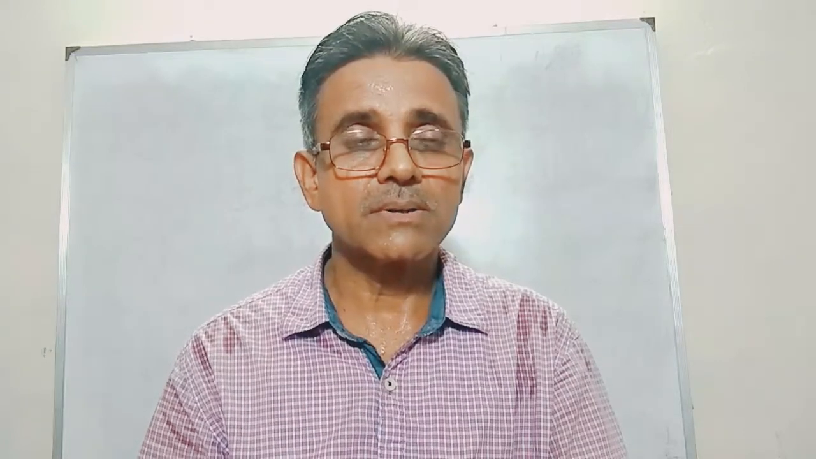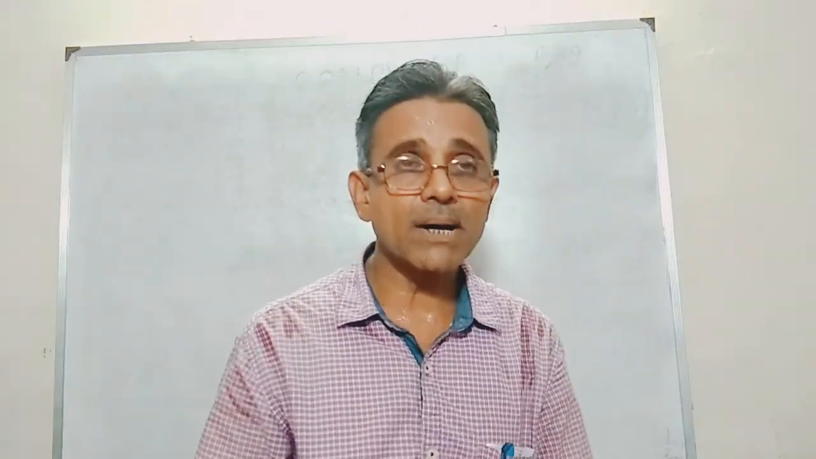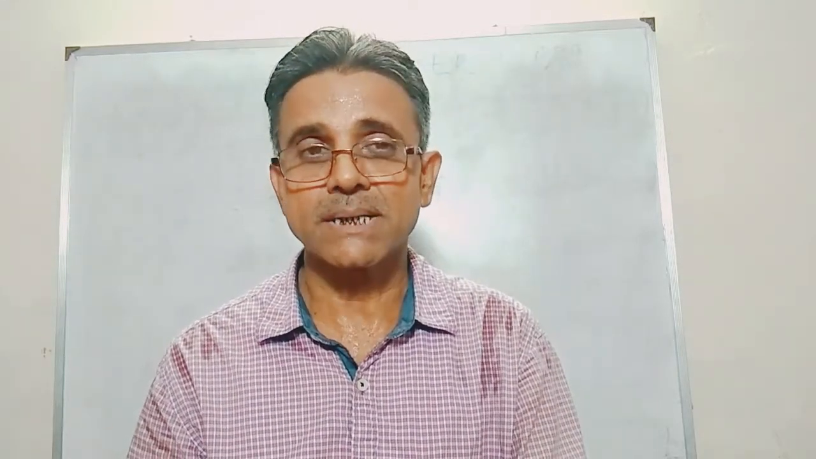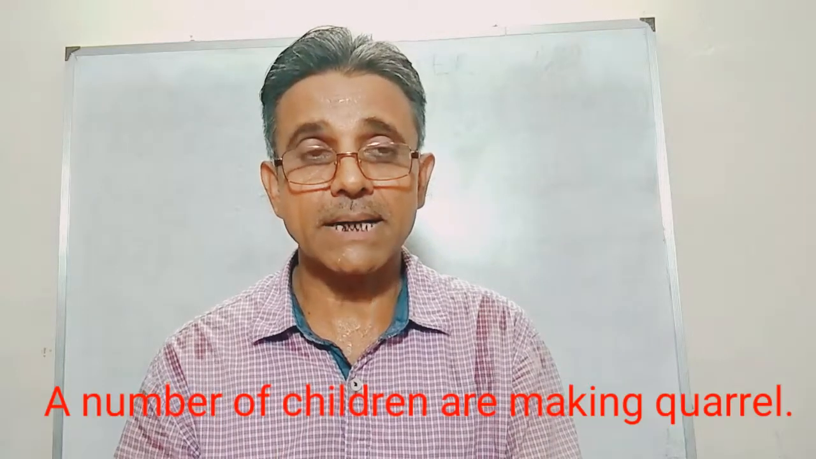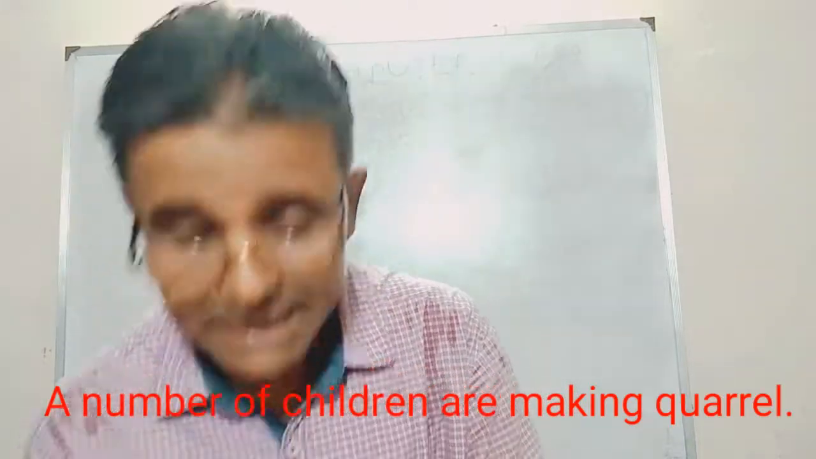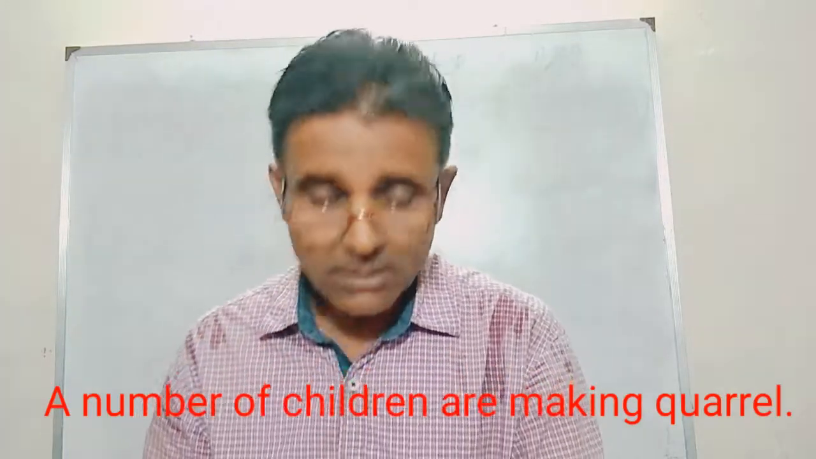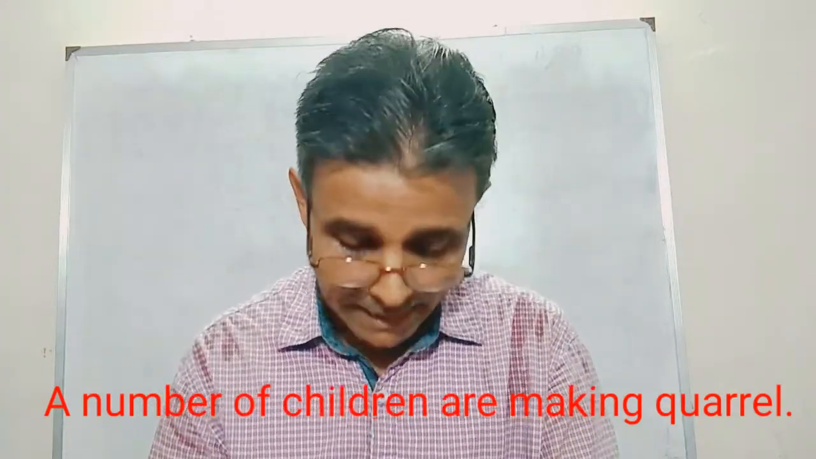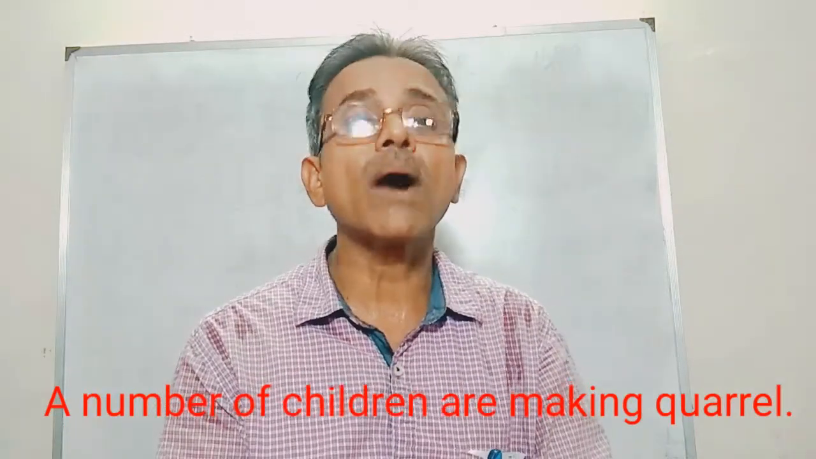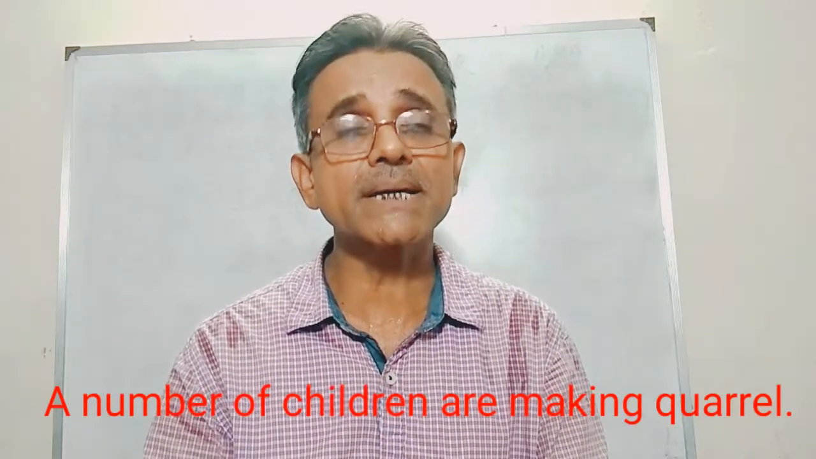If the subject is used as plural, but "a number of" and "the number of", you see, it is quite different. A number and the number. A number of children are making quarrel. A number of children means children are making quarrel.